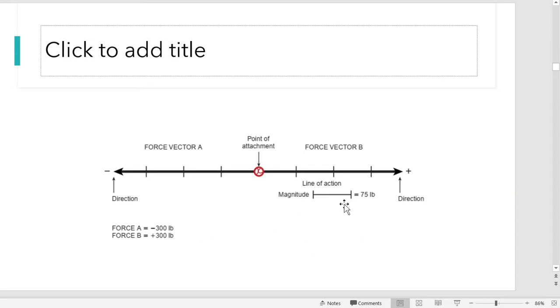So if we have a magnitude of 75 pounds going to the right and also 75 pounds going to the left, what is their product? Zero, no? Di ba? So if we sum it all, it is zero, di ba?